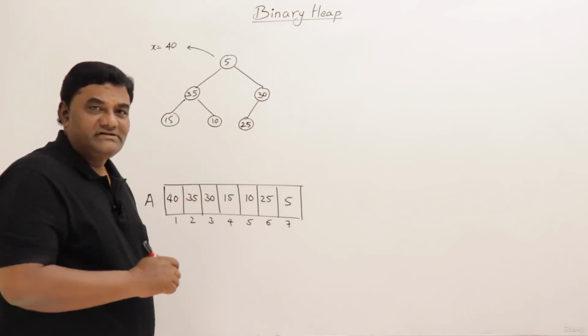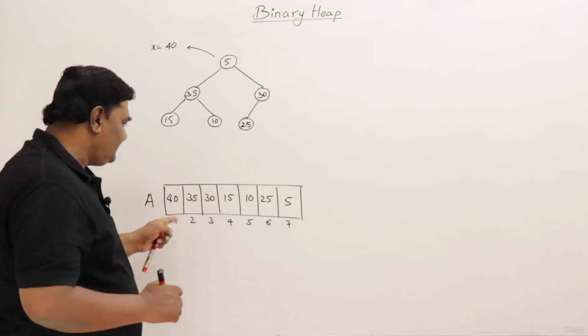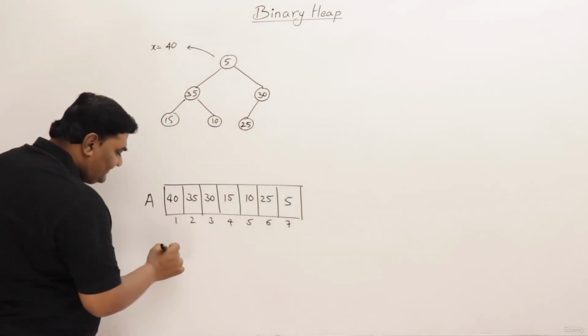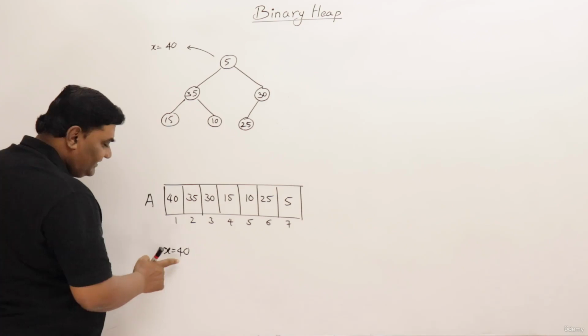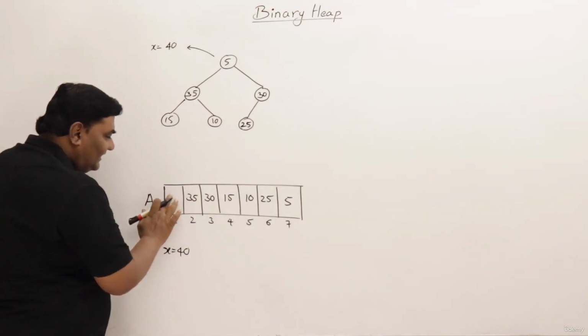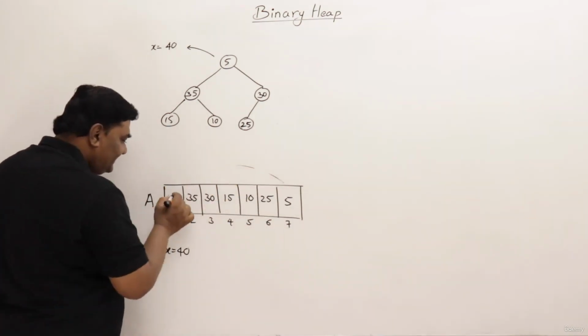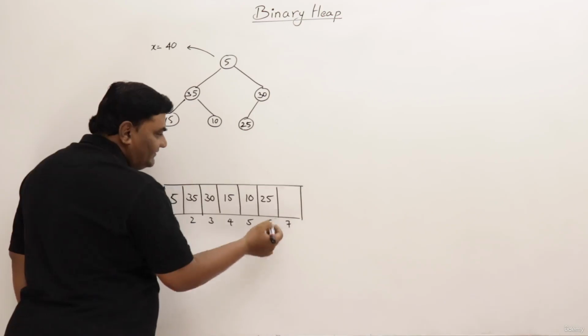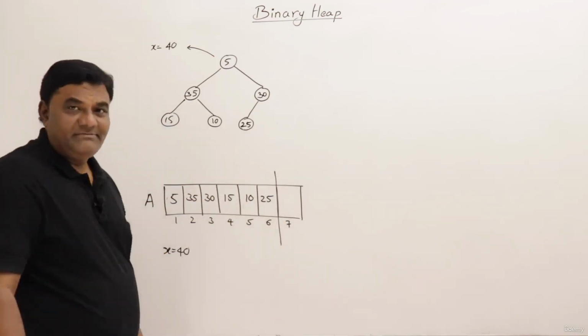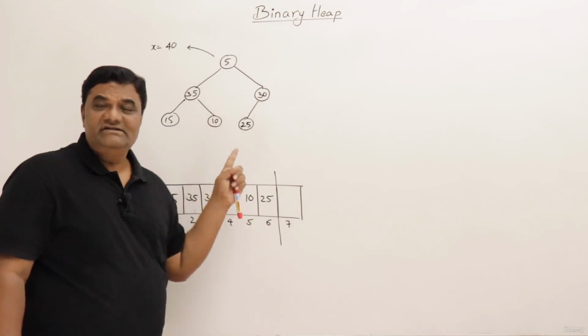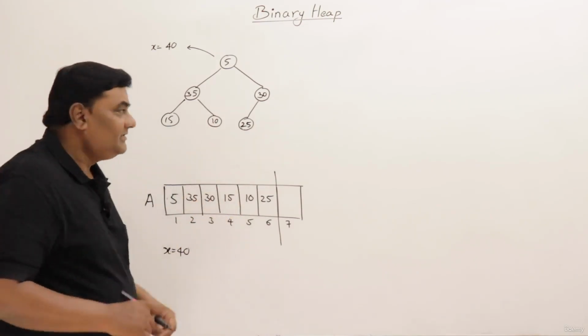Before showing you how to adjust the element, let us do the same thing in an array. I will take out this value 40, that is root, the very first value. It is at index 1, in variable x. And I will bring this 5 at this place. So 5 is copied here. Now heap is till index 6. 7th location is empty.